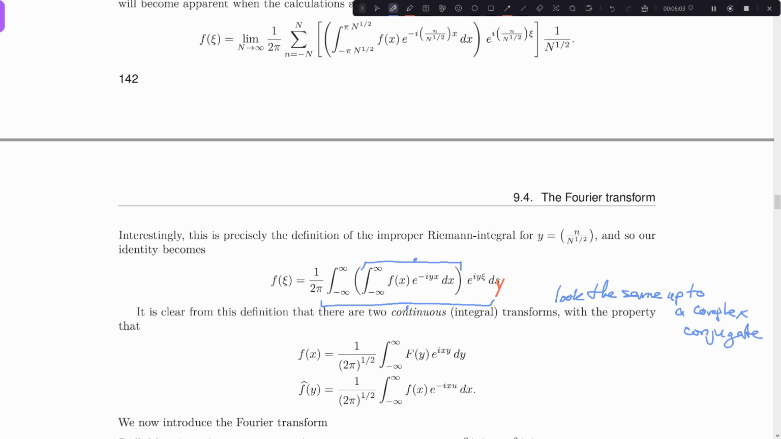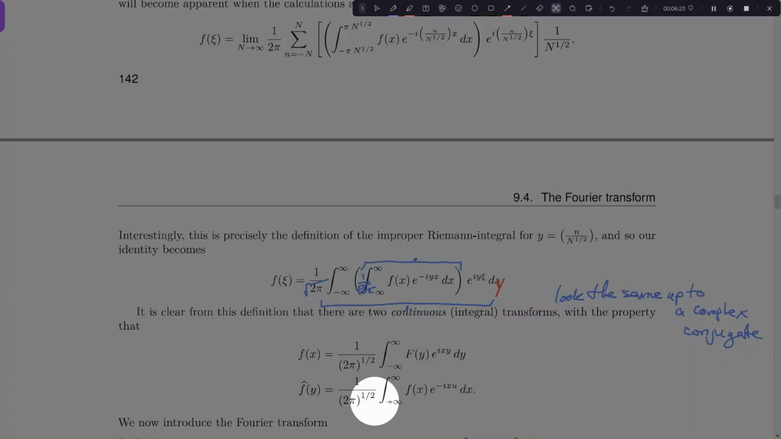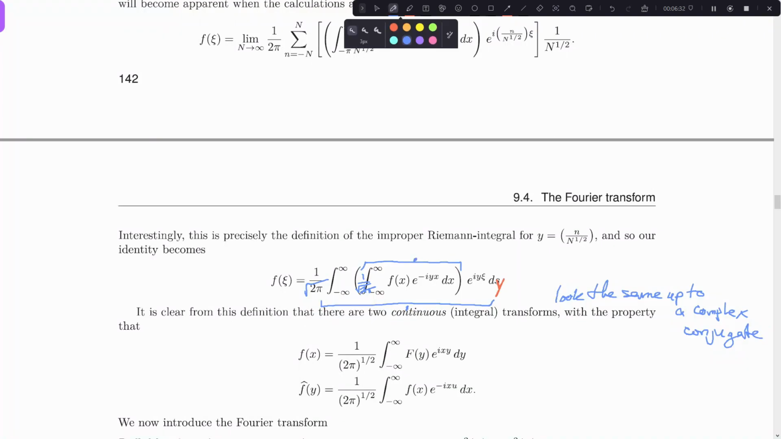And especially if we decide to write that 1 over 2 pi as some roots, I can split my 1 over 2 pi into two square roots, and then I define a very symmetric inner integral versus outer integral. They almost look exactly the same. The only difference is the sign in the exponent of e, which makes our life very easy. Oh no, I did that right, because I put them in the opposite order.